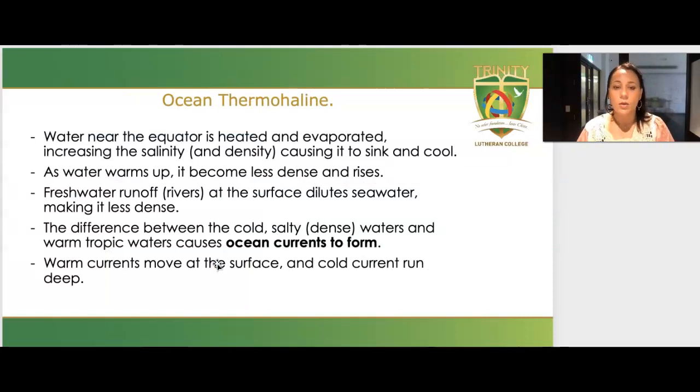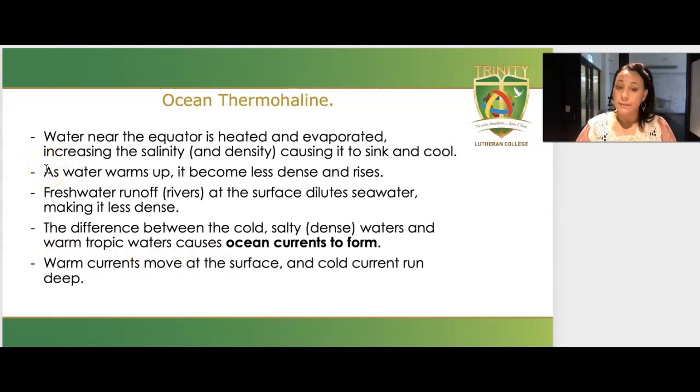Near the equator, water gets heated up and evaporated. So as it evaporates, it turns into clouds and moves off over the land to form rain, hail, sleet, all the rest of the stuff that we love falling from the sky. But as that water is evaporated, it increases the salinity and therefore the density of that water, causing it to sink. And as it sinks, it cools, which, as we know, colder things contract, brings the particles slightly further together, which also increases its density, so it continues to drop.